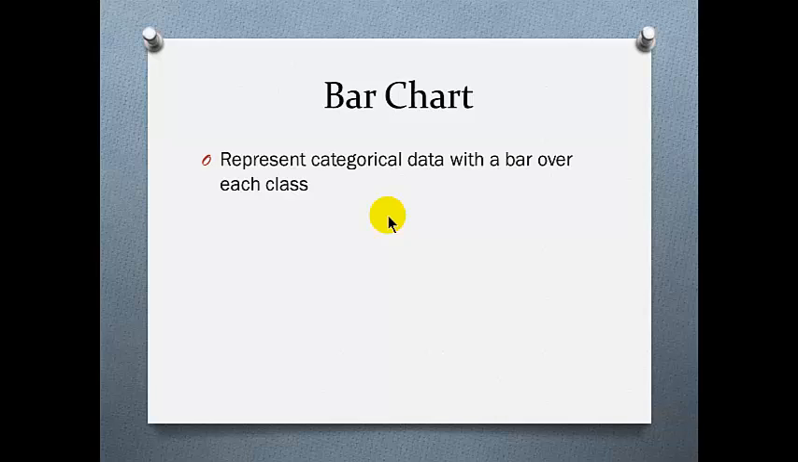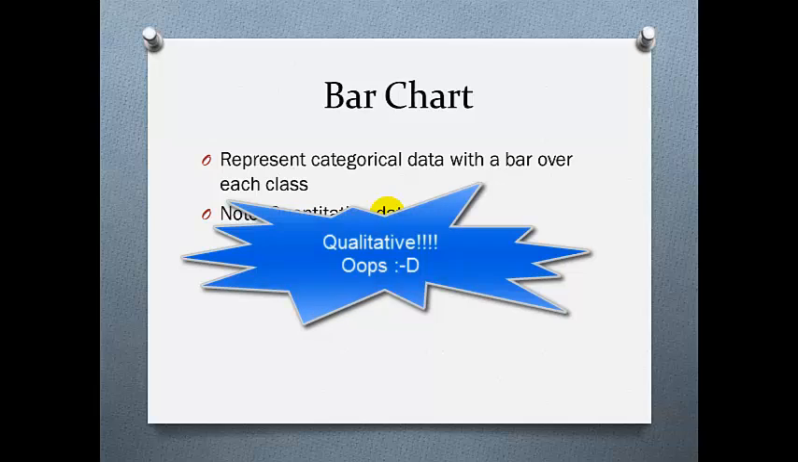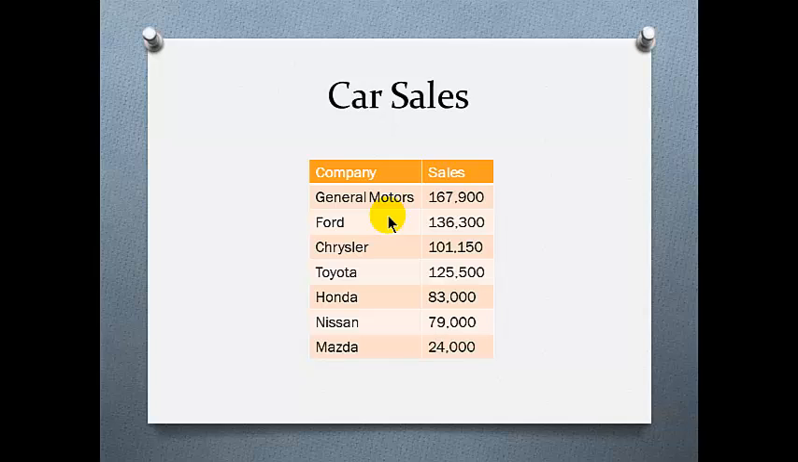A bar chart represents categorical data with a bar over each class. Because it's categorical, it is not quantitative. We don't have answers like 1, 2, 3, 4, and 5. We have answers like blue, red, green, and orange. They're categories. And in these categories, the bar represents how often each category shows up. We don't have a range of numbers anymore.